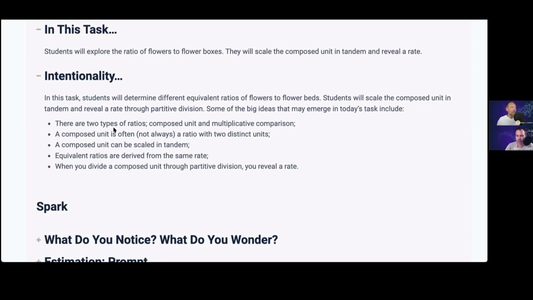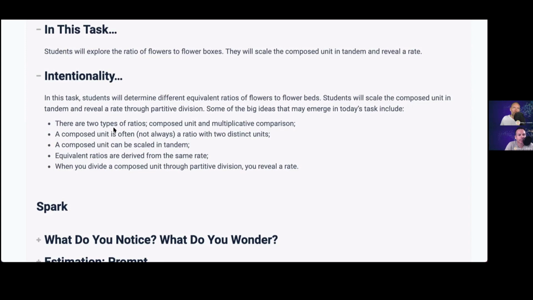For example, this idea of a composed unit is often, but not always, a ratio with two distinct units. You might be going, what does that mean? As we go through the unit, you start to make your own connections and go, holy smokes, I see what you mean here. We can scale them in tandem. Equivalent ratios are derived from the same rate.